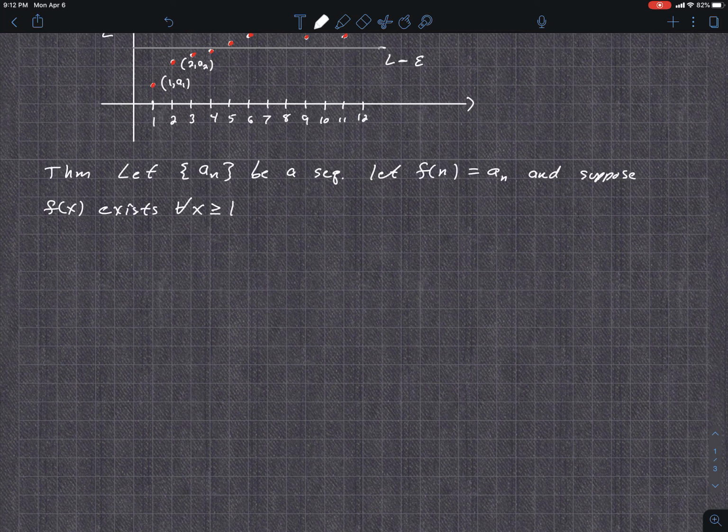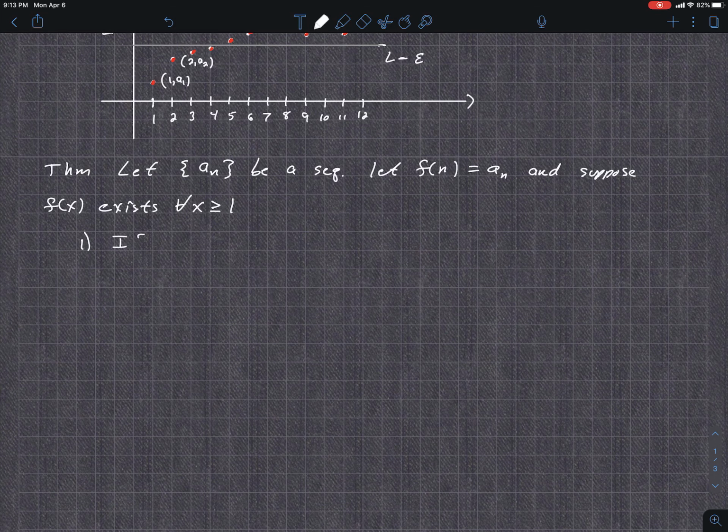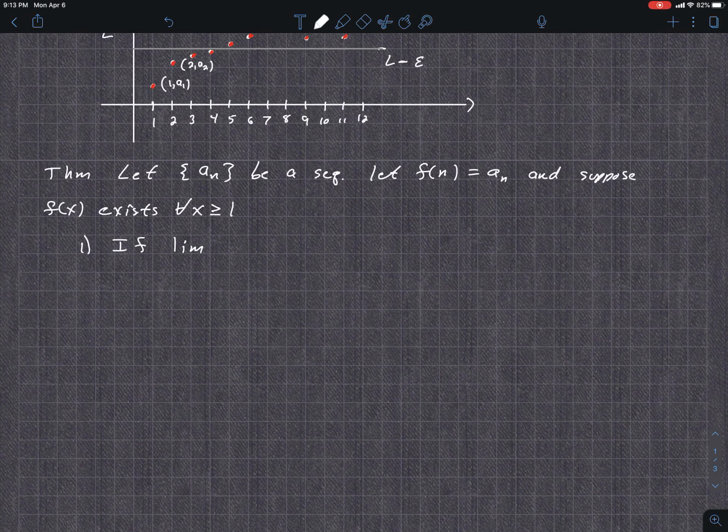Actually, we want to make it greater than 1, for all x greater than or equal to 1. So we're basically going to say, for sequences, yes, we know it's just natural numbers, 1, 2, 3, etc. But now let's define a function that matches the sequence, but put it in the reals instead, at least beginning at 1. So if you have that, we have two cases.